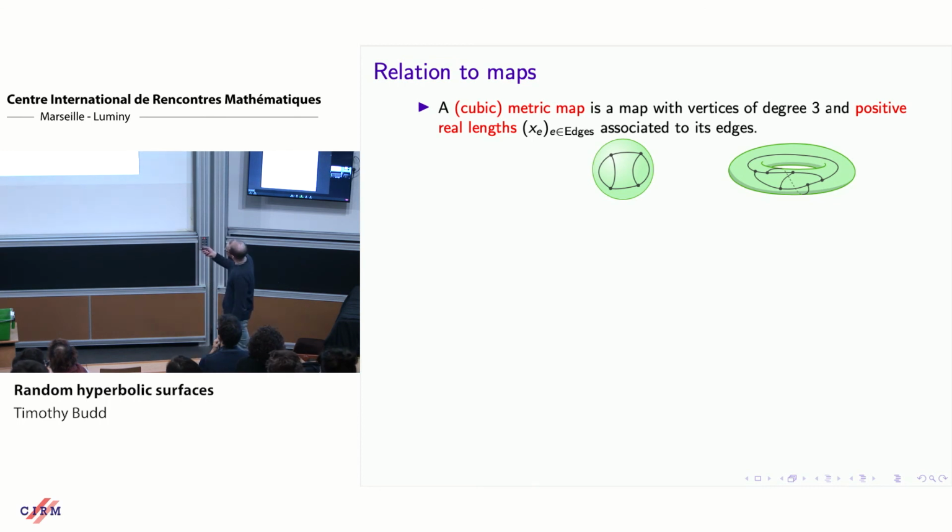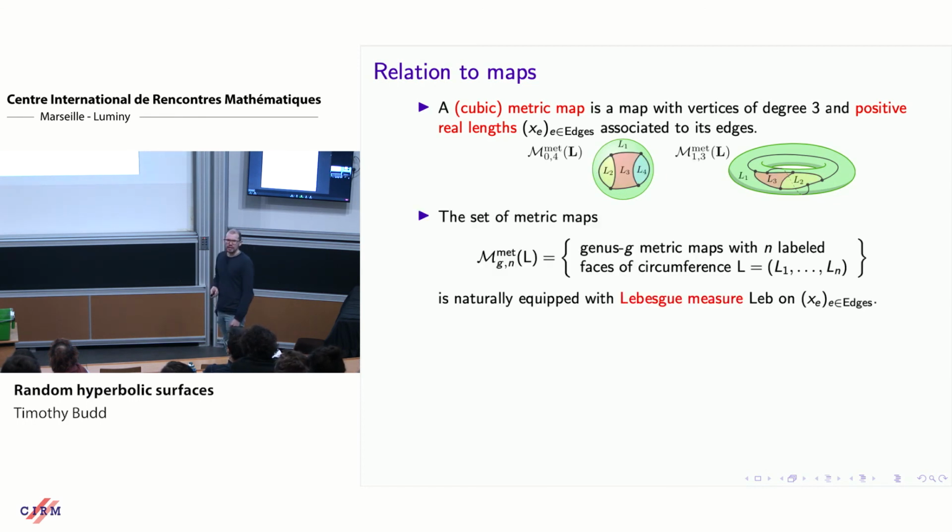So let me introduce in particular the family of cubic metric maps. So these are maps that only have vertices of degree 3, and then I assign to every edge a real length x_e, which has to be positive. So here's an example of a planar cubic map, and here is one on the torus, together with some assignments of lengths.